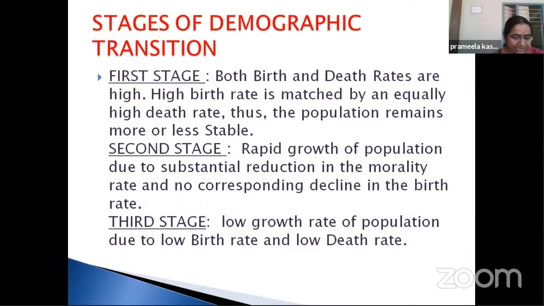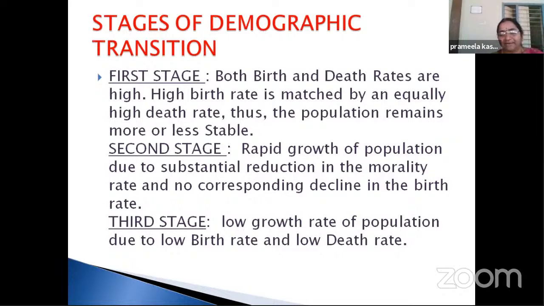In the initial stage, when the economy is backward, the birth rates and death rates are higher. The death rates are higher in the initial stage of economies due to poverty, primitive sanitation conditions, and the absence of effective medical aid facilities. We can also find that the standard of living of people is at a very low level. Because of all this, the death rate was higher in the first stage.